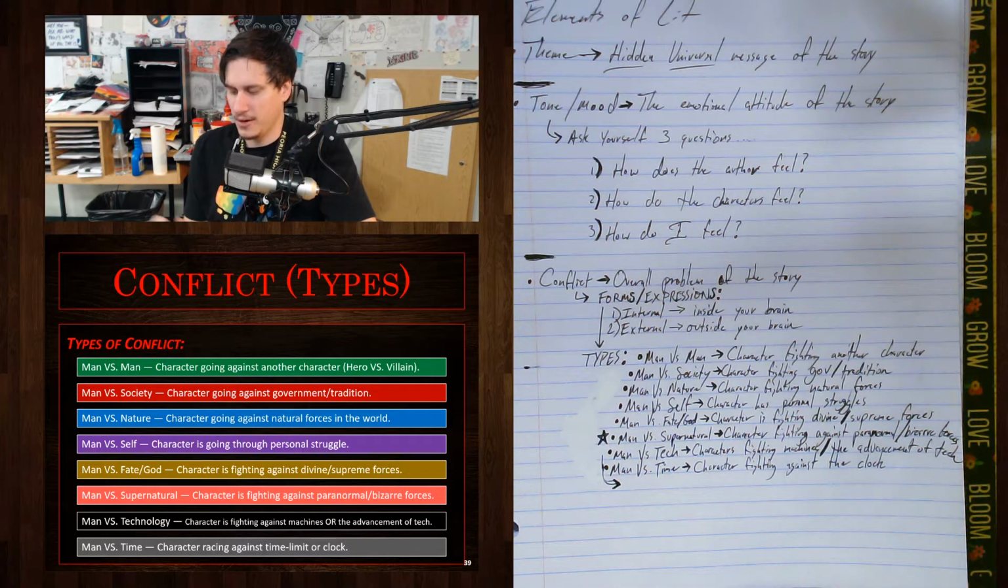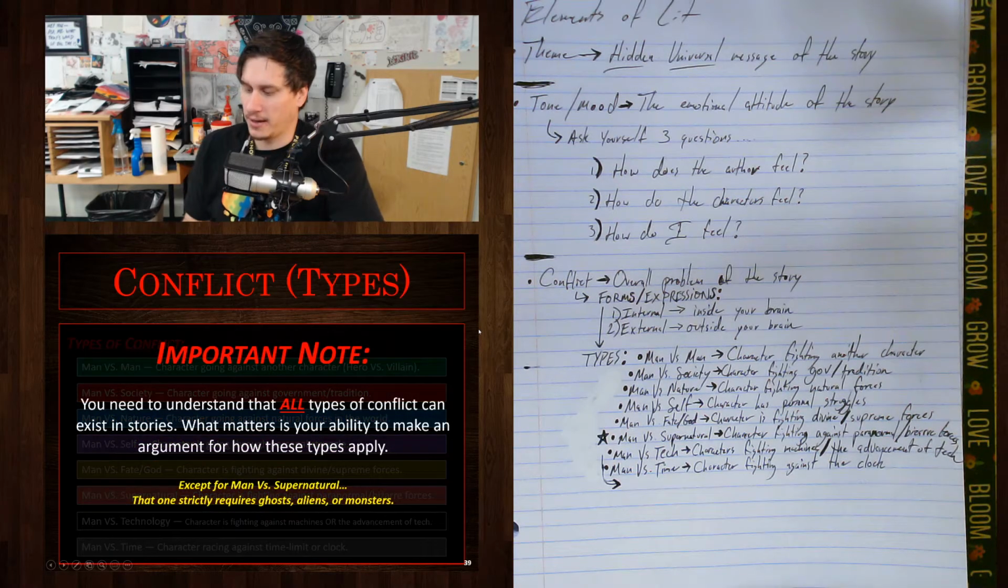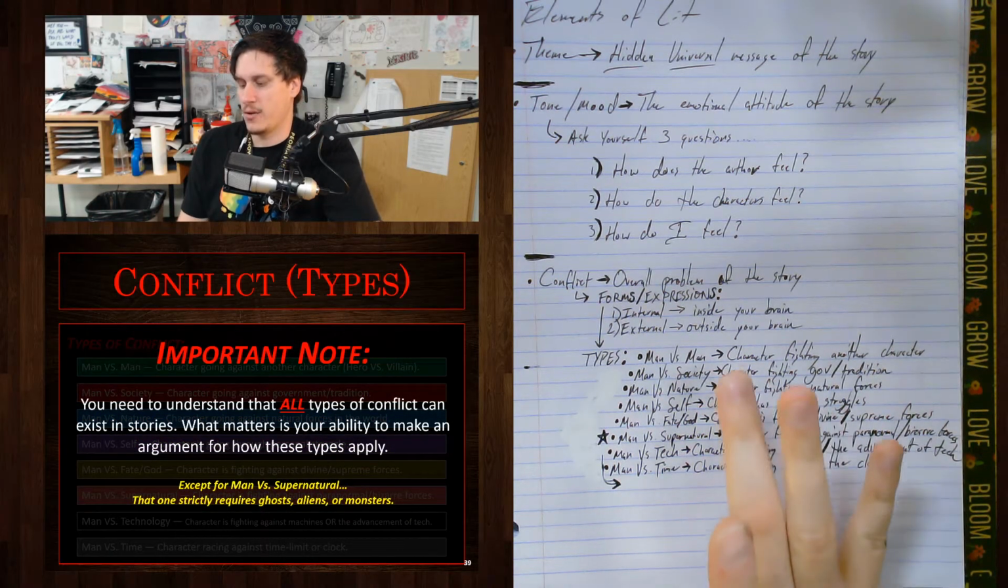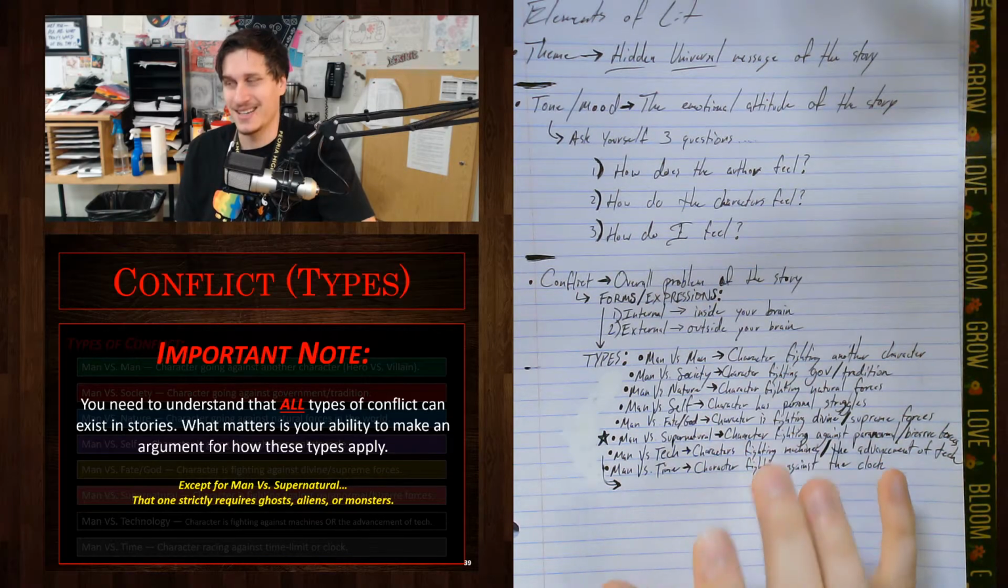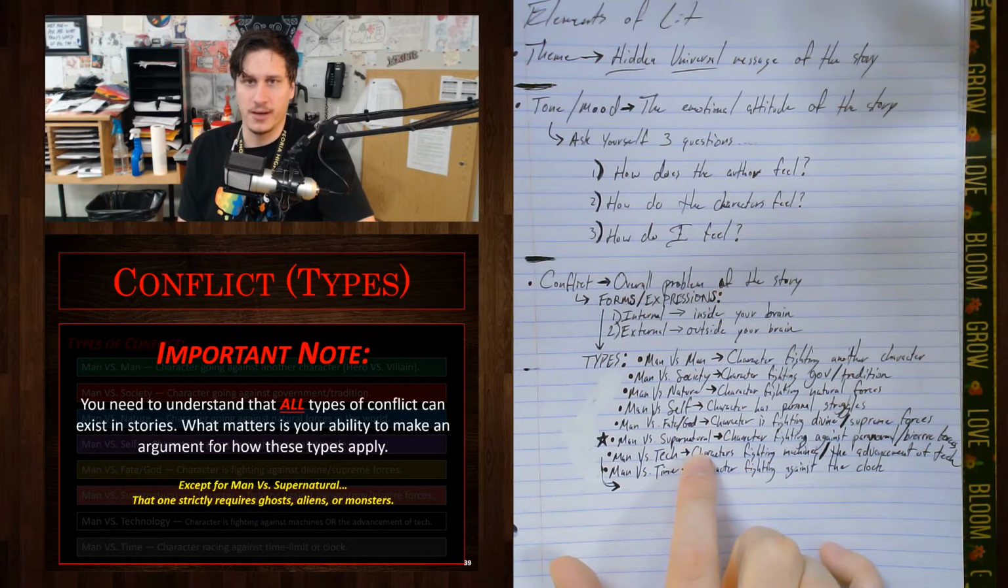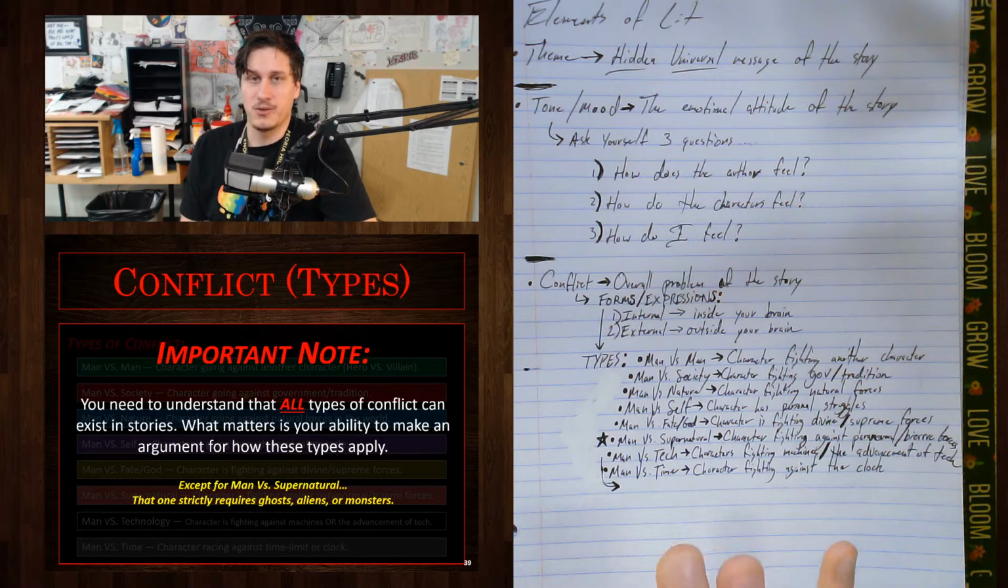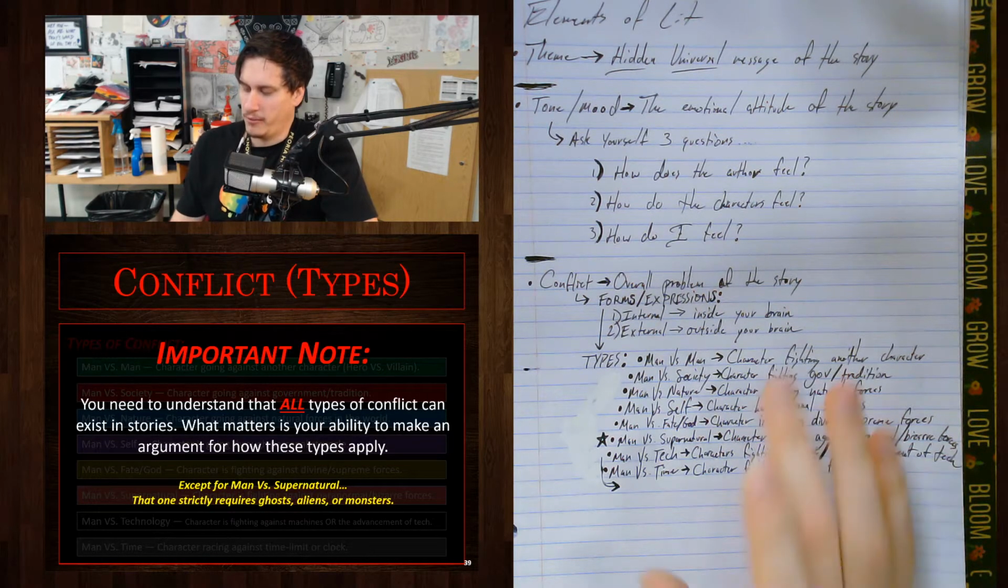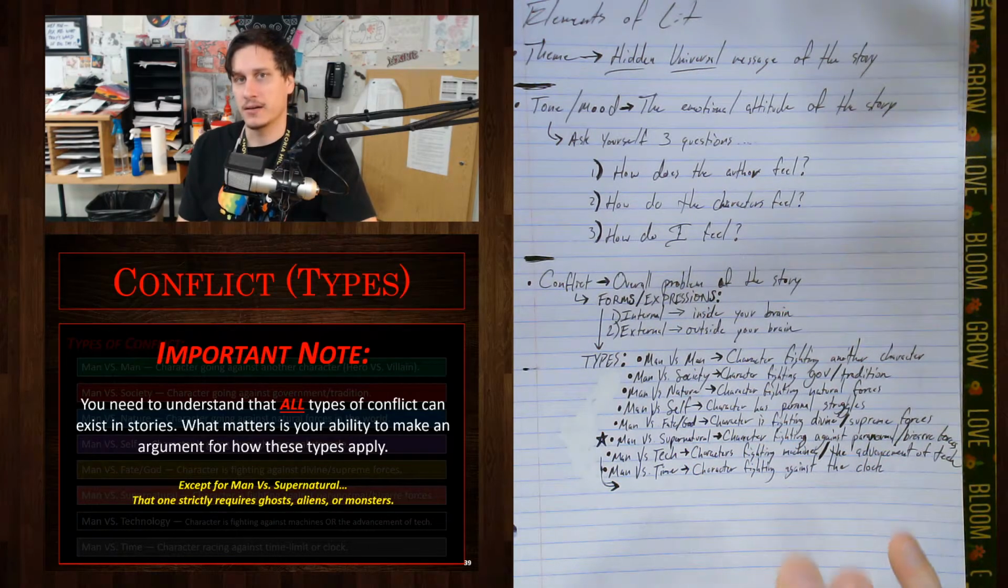So the thing you need to get out of this is this. All of these types of conflict will exist in stories. And I mean all stories, okay? Every single story is going to have all of these things in some way, with the exception of man versus supernatural, okay? The reason why man versus supernatural is not really included is because it requires aliens, ghosts, or monsters, okay? But for the other ones, you are more than likely going to have that there somehow, okay?